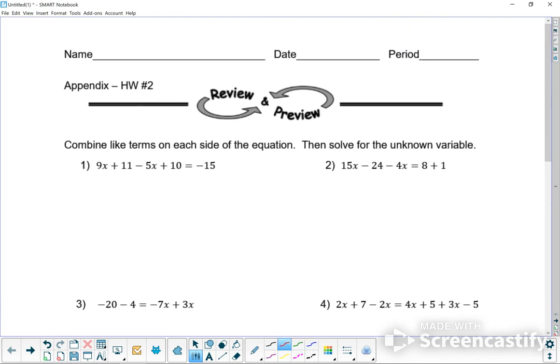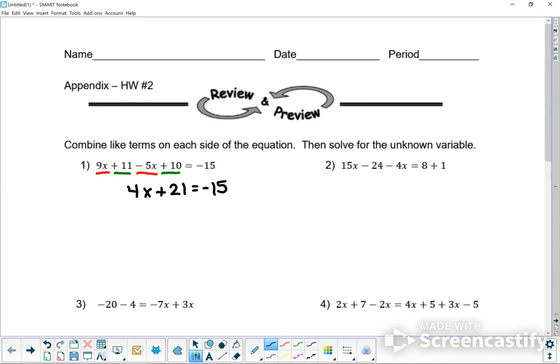So I'm gonna go through and add like terms, or terms that are alike. So for number 1, we have 9x and we have negative 5x. Those can be added together to make 4x. And I'm also going to add 11 and 10 together, which is going to give me positive 21. That's going to equal negative 15.